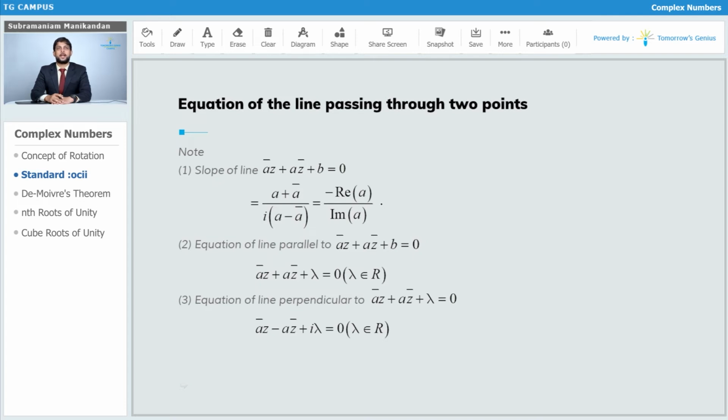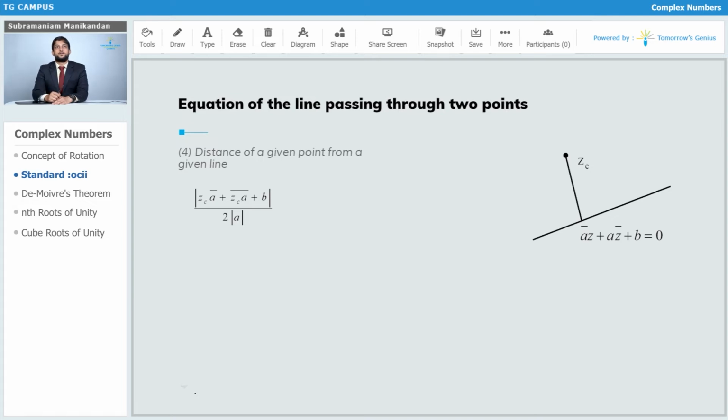Next, the equation of a line perpendicular to a bar z plus a z bar plus lambda is equal to 0 is given by a bar z minus a z bar plus i into lambda is equal to 0. Equation of a line passing through 2 points.